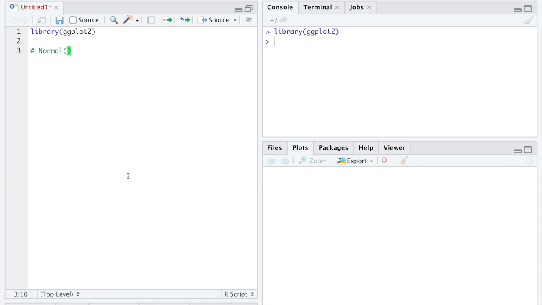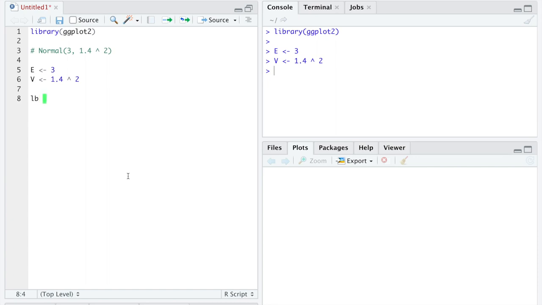I'm going to use as an example a normal distribution with mean equal to 3 and standard deviation equal to 1.4. So we should first establish a variable e that holds the mean of the normal distribution we're interested in, and a variable v that holds the variance.